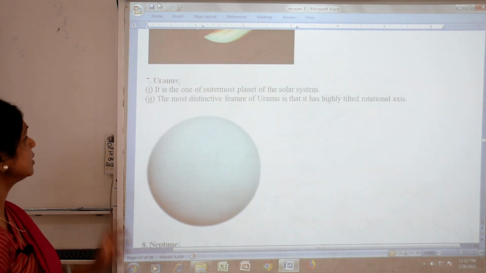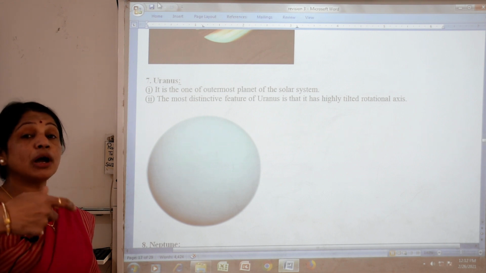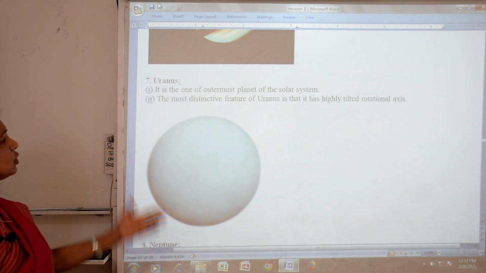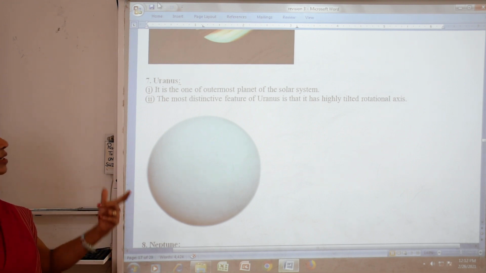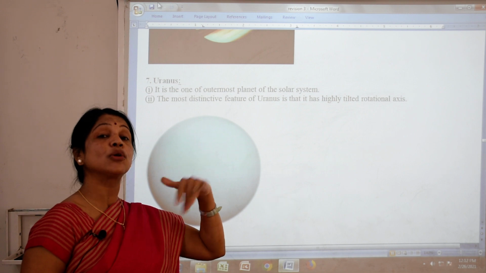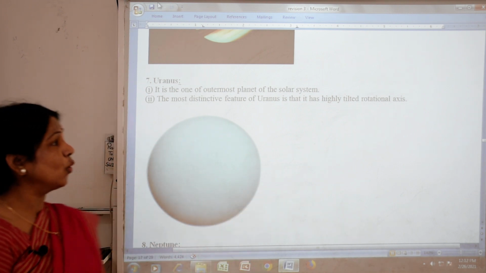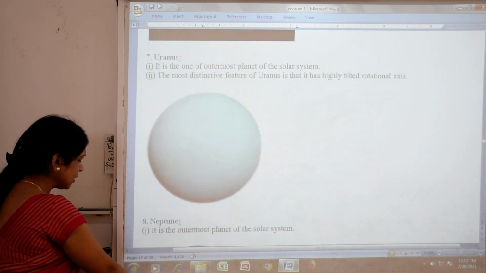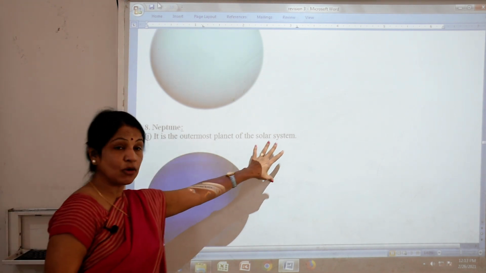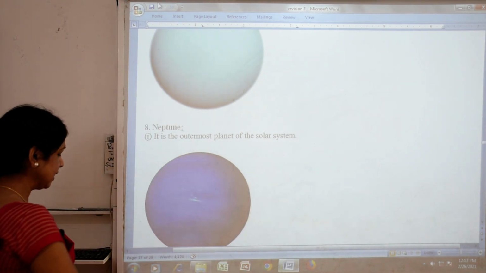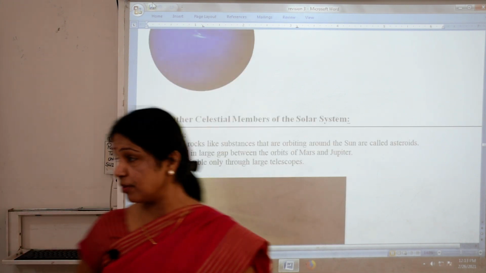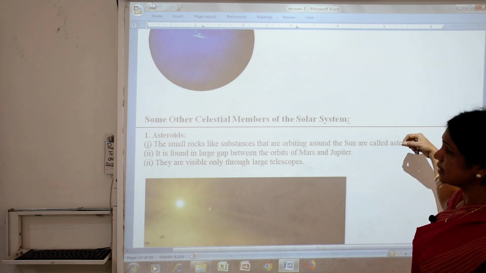What is Uranus? It is one of the outermost planets of the solar system. The most distinctive feature of Uranus is its highly tilted rotation on its axis. Now further is Neptune. It is the outermost planet of the solar system. That is Neptune.